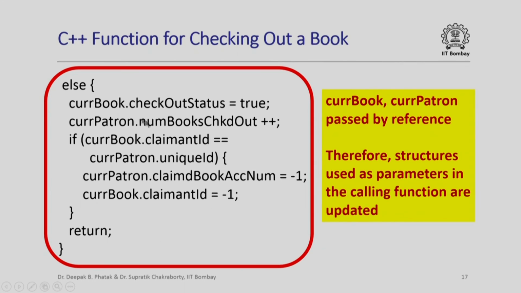So note that since we passed current patron and current book by reference, all these updates to the different members that are happening are going to be visible in the calling function even after the function for checking out a book returns. These are actually updates to members of the structures that were used as parameters in the calling function.